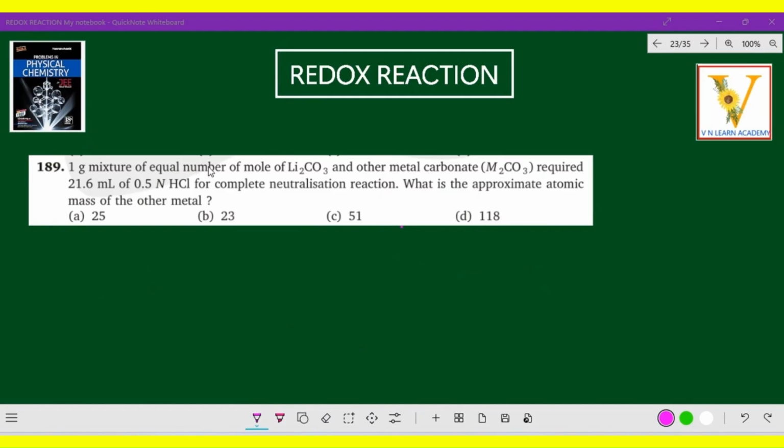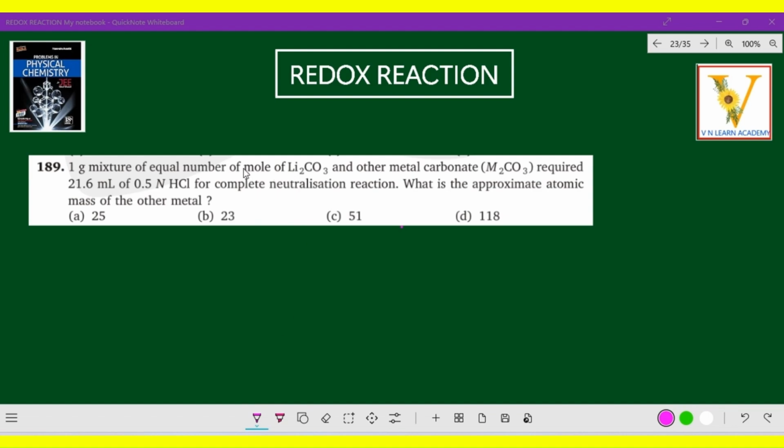1 gram mixture of equal number of moles of lithium carbonate Li2CO3 and another metal carbonate M2CO3 required 21.6 mL of 0.5 N HCl for complete neutralization reaction. What is the approximate atomic mass of the other metal? See, this is like going around the neck, but it is easy. I'll give the idea how to identify. They have given the mass: 1 gram mixture of equal number of moles.